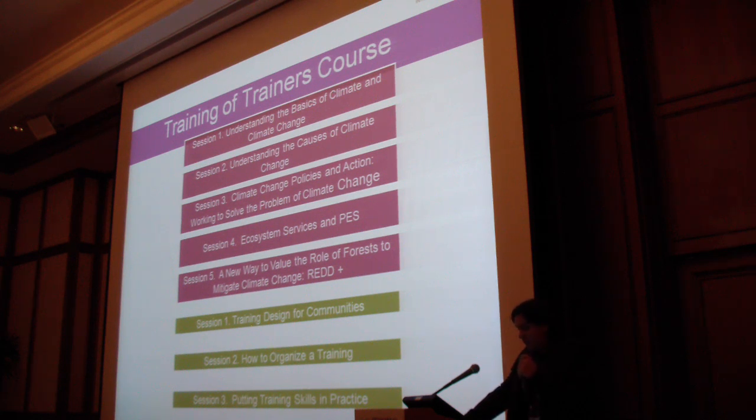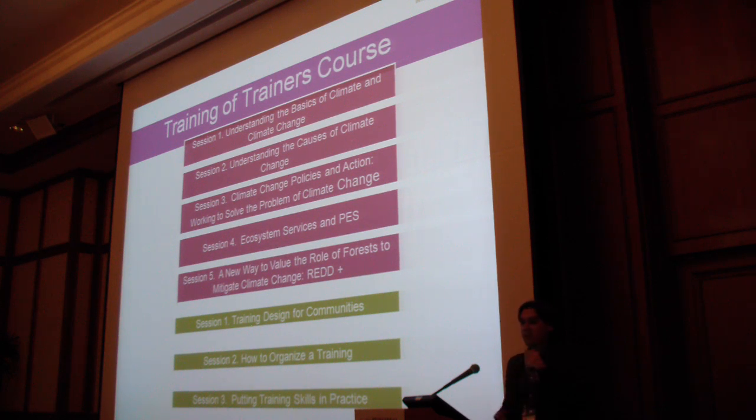And on session 5, finally, after wrapping up everything, understanding what is climate, the difference between weather and climate, what is climate change, what is the forest carbon cycle, how the forest carbon cycle is related to mitigation, then understanding climate policy and ecosystem services, we go and see a new way to value the role of forest to mitigate climate change, and it's just another option of payment of ecosystem services that is REDD.